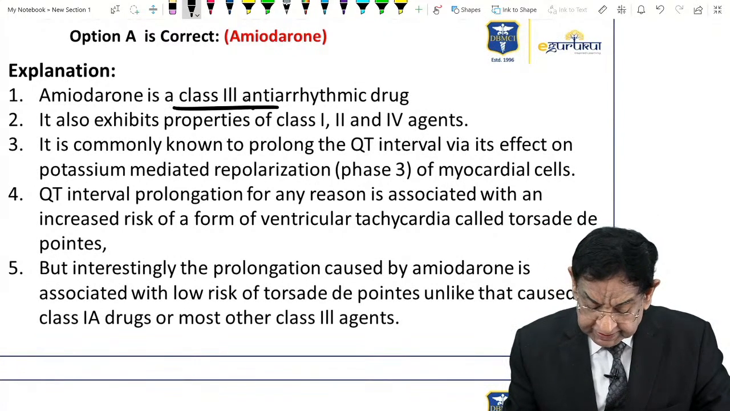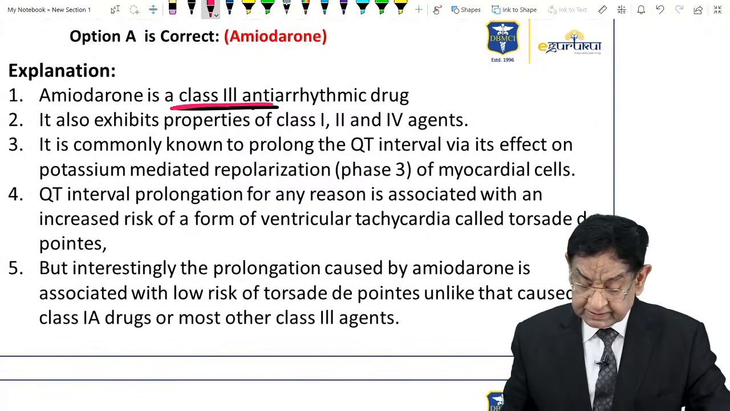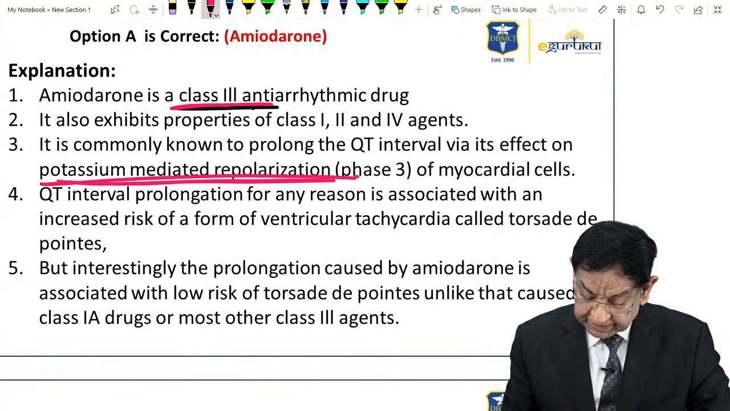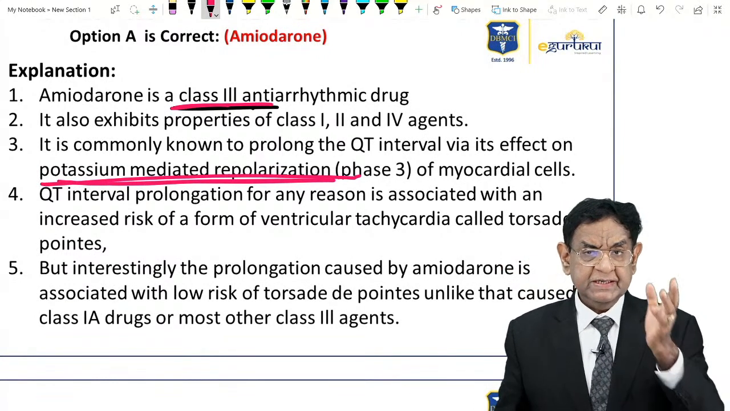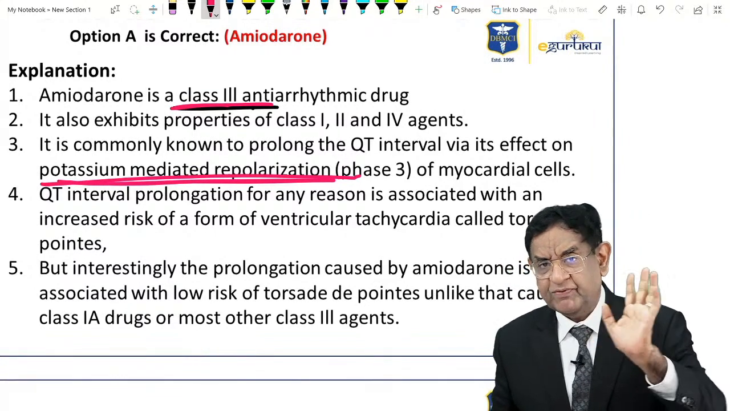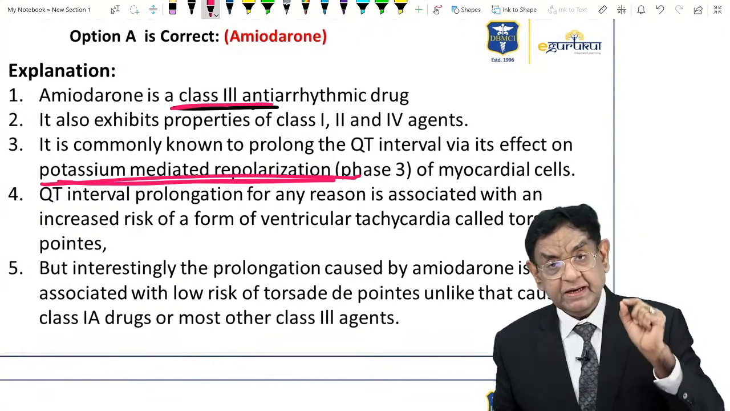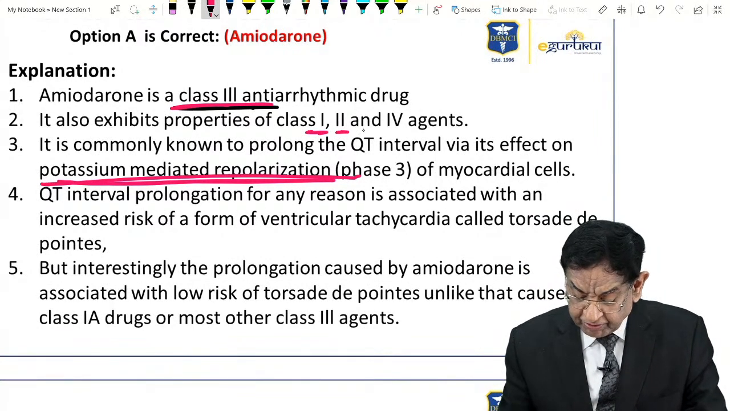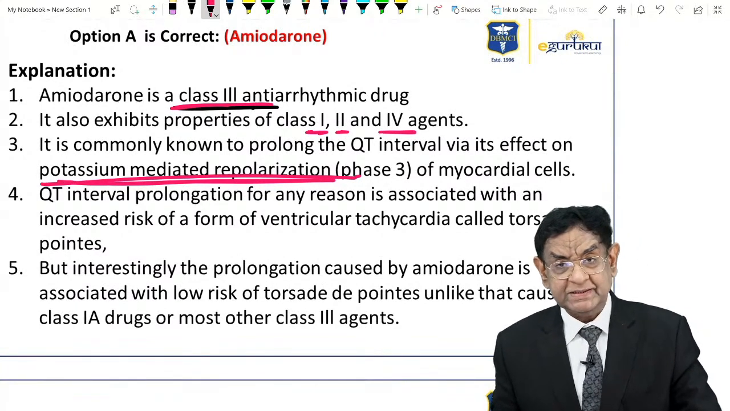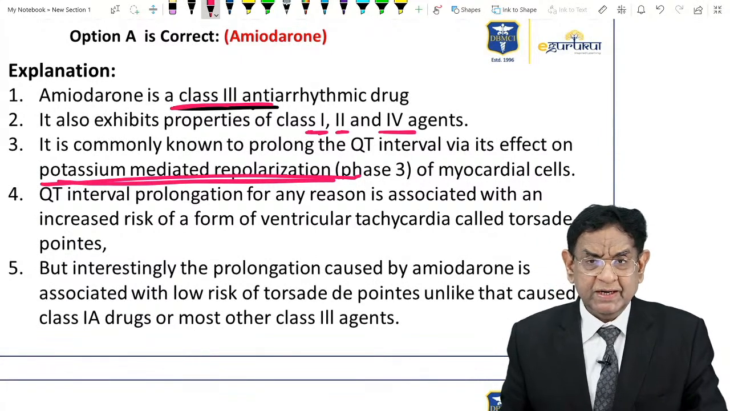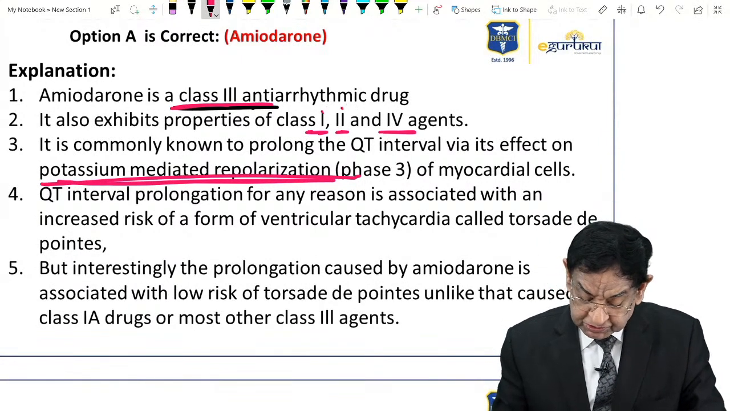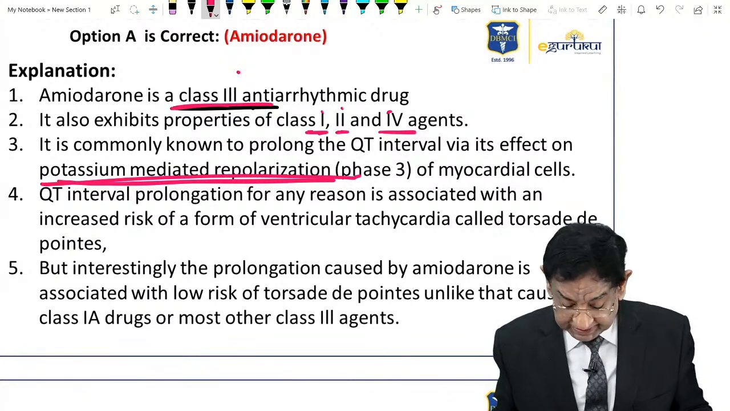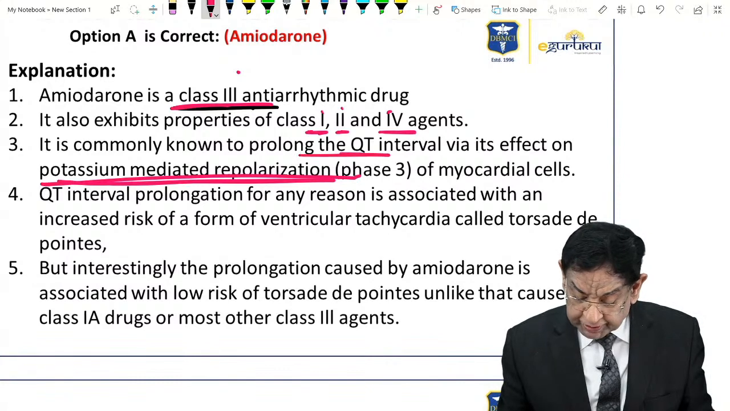It is a class 3 drug. That means it is going to act via potassium-mediated repolarization. Agreed. We have learned that class 3 drugs act at phase 3 where potassium efflux is occurring. But amiodarone is the one drug that has class 1A property also. It has some property of class 2 and class 4 also. That means it is an all-rounder. It can do class 1, class 2, class 3, everything. Wonderful. Multi-talented. Done. So one thing, it leads to prolonged QT interval.